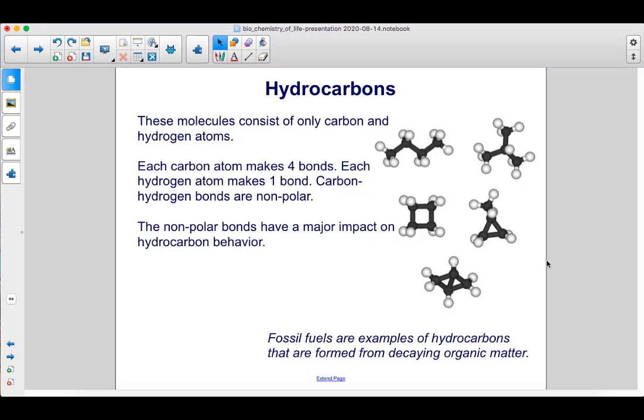Hydrocarbons. These molecules consist of only carbon and hydrogen atoms. Each carbon atom makes 4 bonds. Each hydrogen atom makes 1 bond. Carbon-hydrogen bonds are nonpolar. The nonpolar bonds have a major impact on hydrocarbon behavior. Fossil fuels are examples of hydrocarbons that are formed from decaying organic matter.